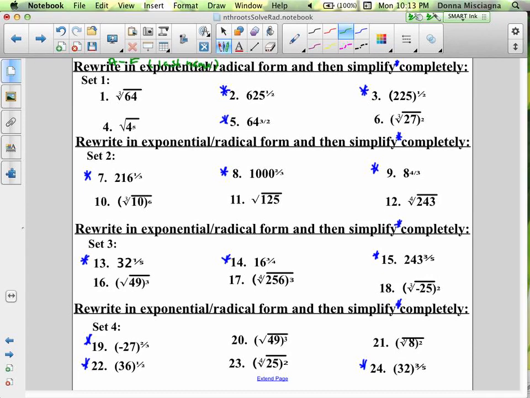you can do set 1. If it's G, H, I, J, K, L, you do set 2. If you're M, N, O, P, Q, R, and then everybody else, S through Z, you can do the last set. All right? Easy way to divvy that up there.